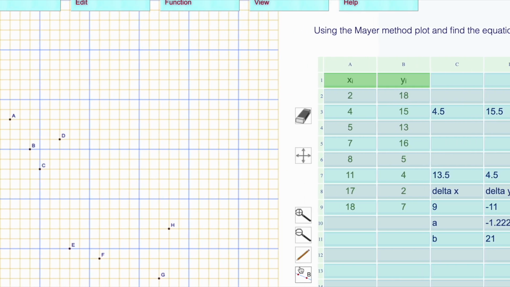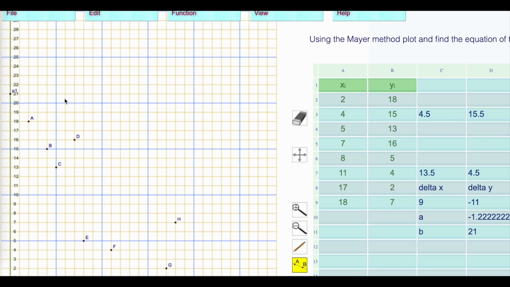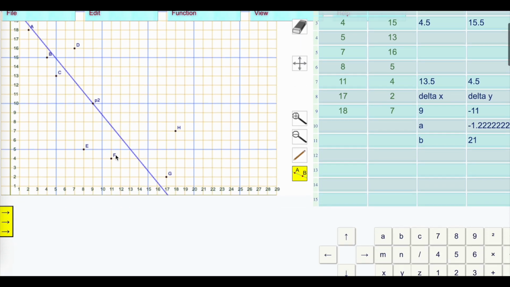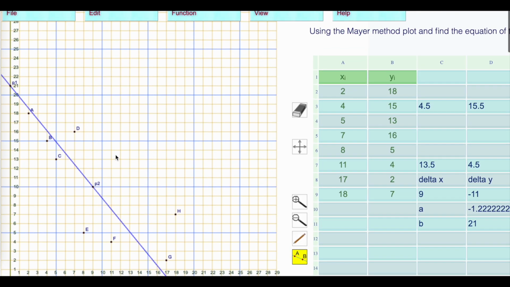I'm going to go to my b value as 21. The slope is negative 11 over 9. Delta x over 9 first, then delta y down 11, all the way down to here. That is my line of best fit using the Mayer method.